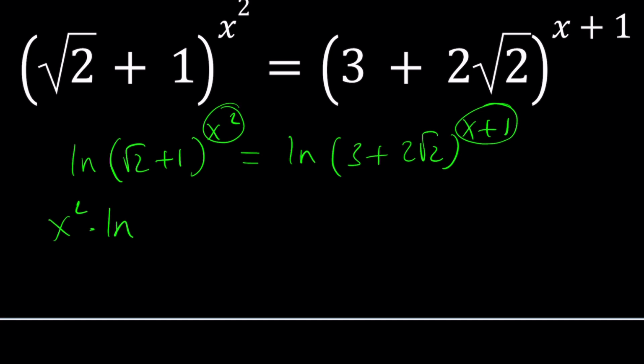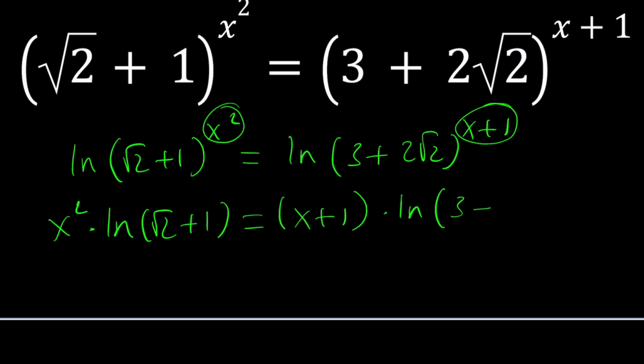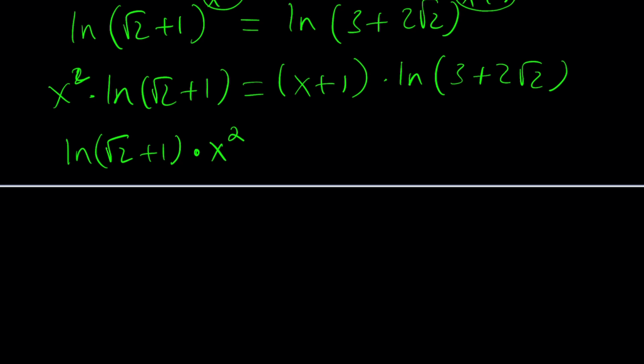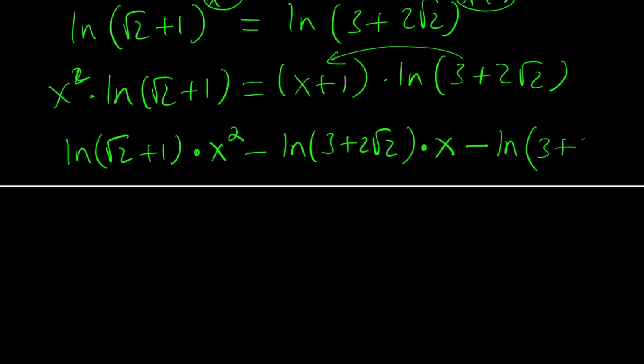So x squared multiplied by ln root 2 plus 1 equals x plus 1 multiplied by ln 3 plus 2 root 2. Great. Now, this turns into a quadratic equation because of x squared. So we can write it as a full quadratic. The coefficient of x squared would be ln root 2 plus 1. And then we can bring this over here as ln 3 plus 2 root 2, which happens to be the coefficient of x. And then our constant term is going to be minus, or the opposite of ln 3 plus 2 root 2. So that's our full quadratic.